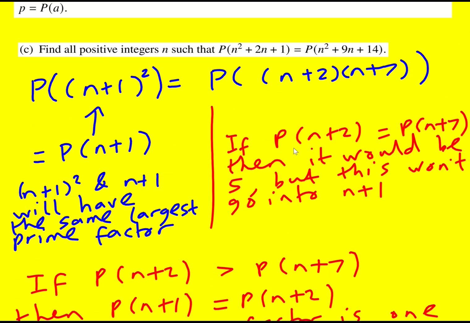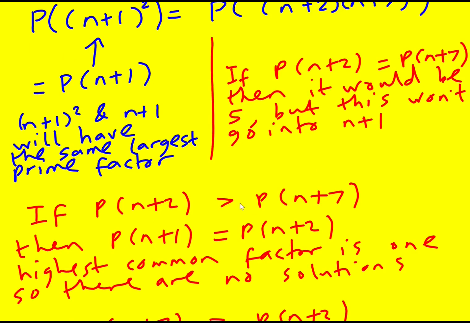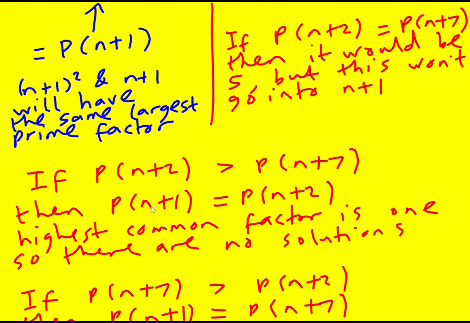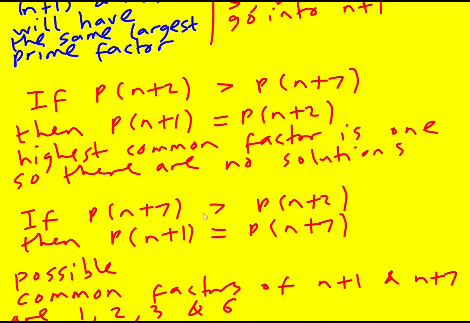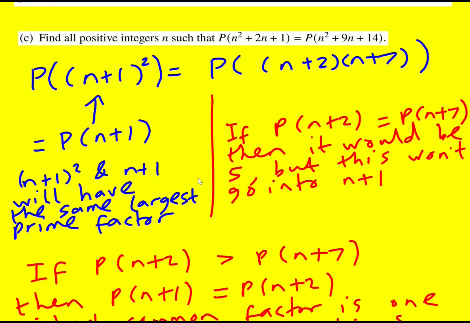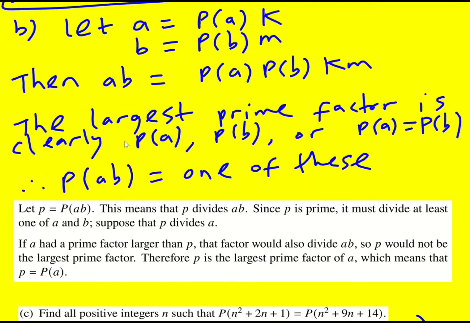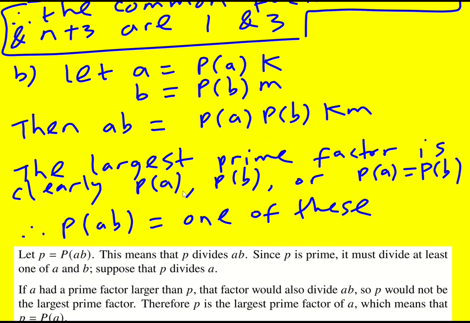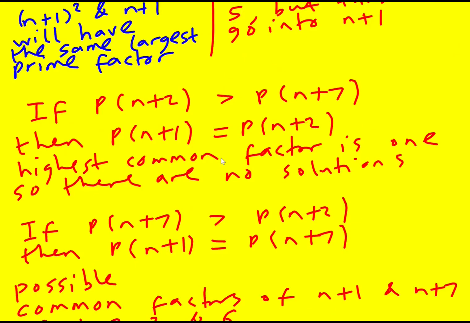So we've looked at these two scenarios where they were equal. If PA was equal to PB as such here, then we had 5, but then it didn't work here. So we rejected that. If Pn plus 2 is greater than Pn plus 7, that's not possible because the highest common factor of Pn plus 1 and Pn plus 2 is always going to be 1. We looked at this third case when Pn plus 7 is greater than Pn plus 2. Remember, we're using this argument from part B. The largest prime factor is going to be this, this, or this, and we've just looked at two cases. We're looking at a third one now.